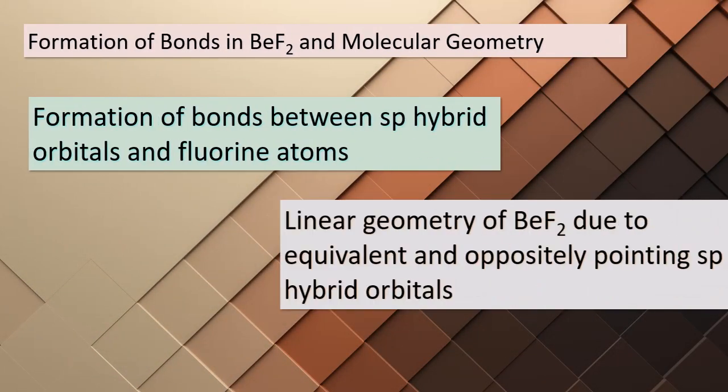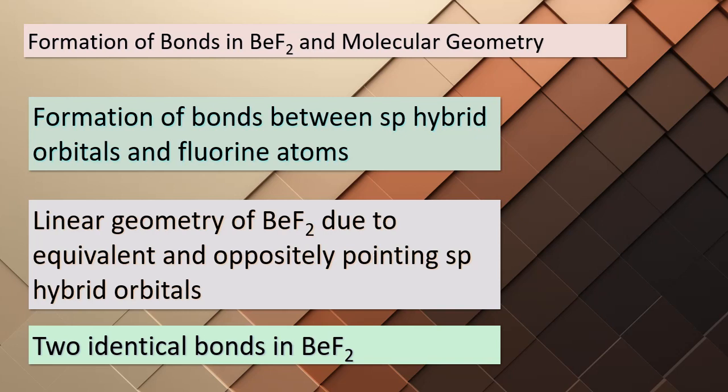Hello, dear students. In today's lesson, we're delving into the world of molecular structures and bonding. Let's start by focusing on the fascinating case of BeF2. Picture this. The electrons residing in the sp hybrid orbitals of beryllium have the ability to form bonds with two fluorine atoms. The intriguing aspect here is that the sp hybrid orbitals are equivalent but point in opposite directions. As a result, BeF2 exhibits a linear geometry.